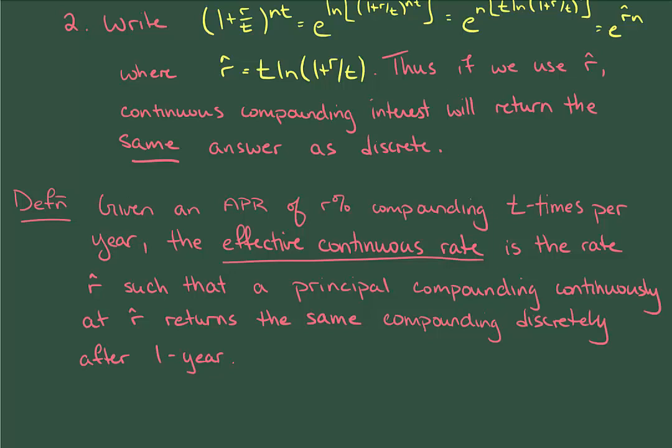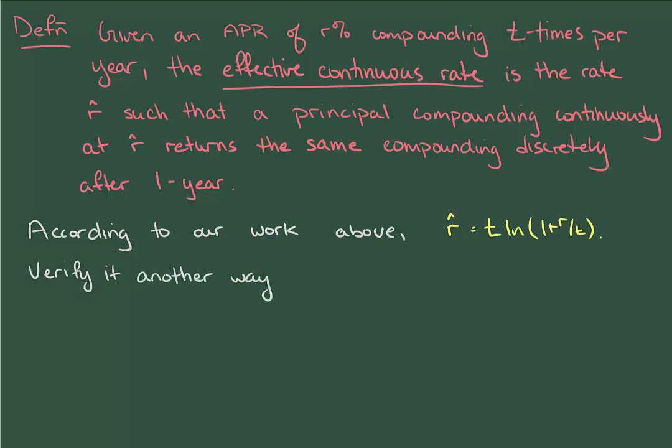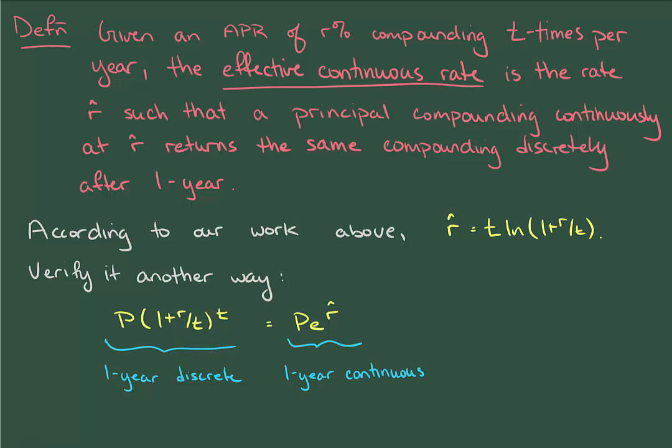This is the same concept as the effective annual rate, but instead of compounding once, we're compounding continuously. Now, according to our previous computation, r hat is T ln(1 + r/T). But this might not satisfy you, since this isn't how we computed the effective annual rate. So let's verify this result in a slightly different way. Let's compute the future value of a principal P after 1 year compounding discretely. We're going to set that equal to the same principal P after 1 year of continuous compounding interest. Since P is not 0, we can remove it from both sides, and in which case solving for r hat gives exactly the same answer as above.